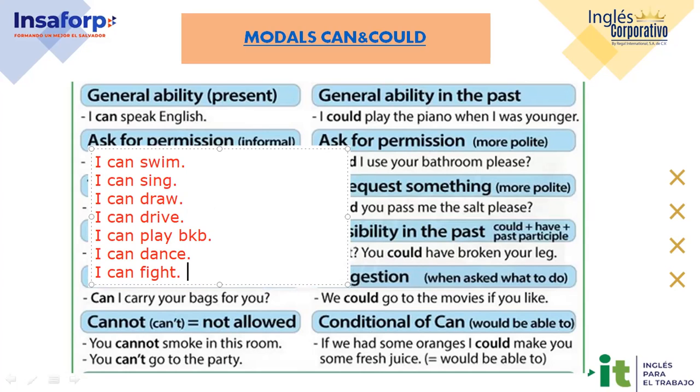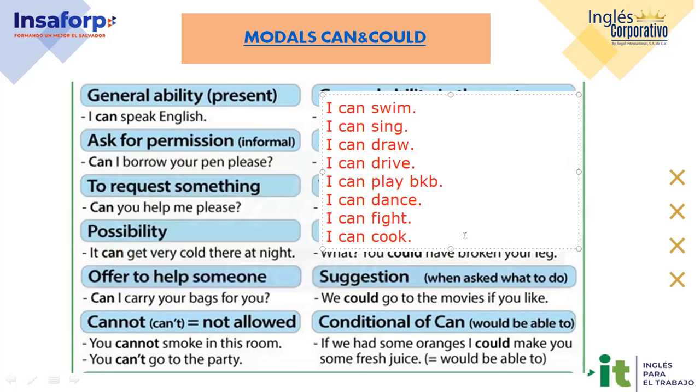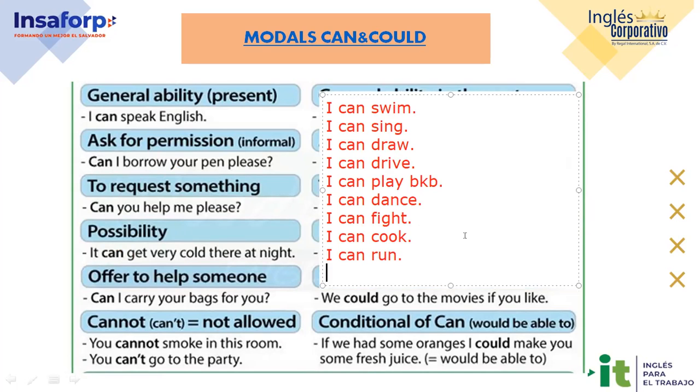I can cook. You can cook. What do you like to cook? Okay. I can run. R, U, N. Run. Okay, I can run. So that's can for ability.